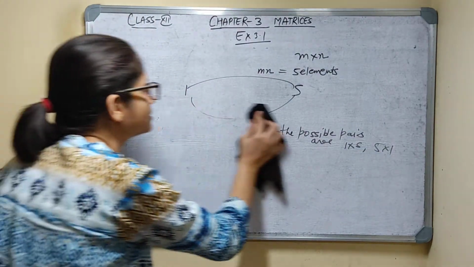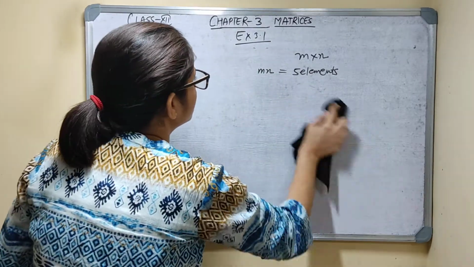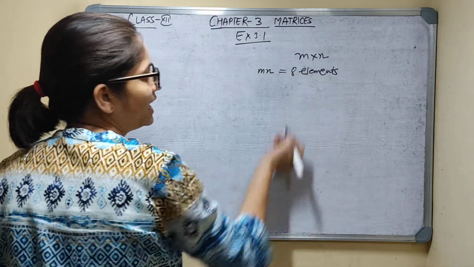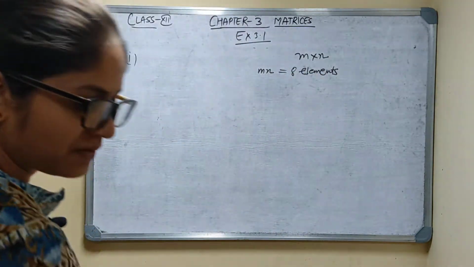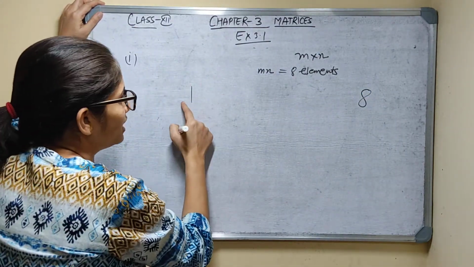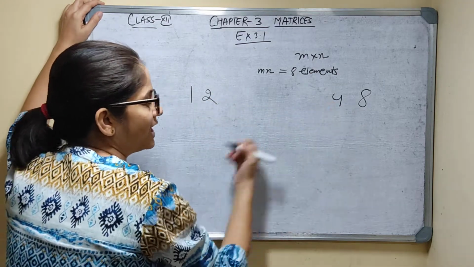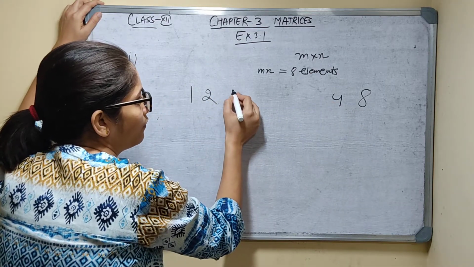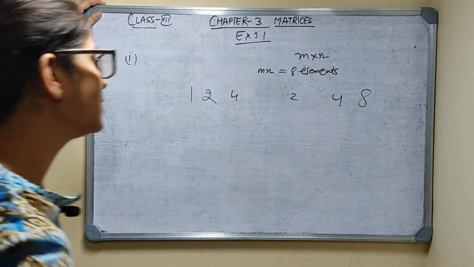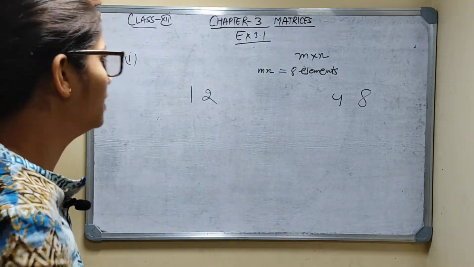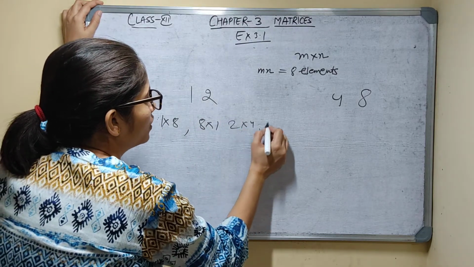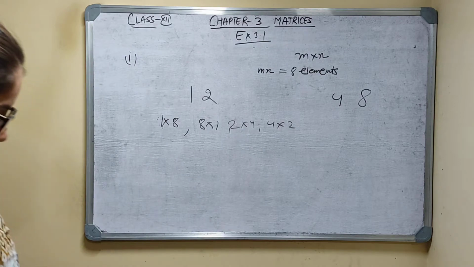Second part. If a matrix has 8 elements, what are the possible orders it can have? Write 1, 8. 1 eights are 8. Now move to the second: 2, 4. 2 fours are also 8. 3 won't come. 4, 2 will come, 4 twos are 8, but 2, 4 is already written, so 4, 2 no need to write. Only you can interchange this. So how many possible orders will be there? 1 into 8, 8 into 1, 2 into 4, 4 into 2. So 4 possible orders will be there.